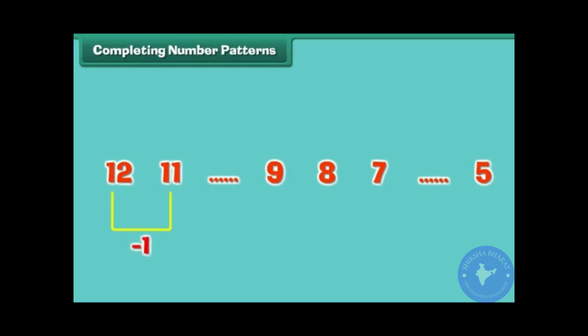Completing number patterns. Look at this number pattern. There are two numbers missing in the pattern. We can fill them if we understand how the pattern has been created. It is clear that in this pattern, numbers decrease by one at a time. We can find the missing numbers with the help of reverse counting. 12, 11, 10, 9, 8, 7, 6, 5. So, the missing numbers are 10 and 6.